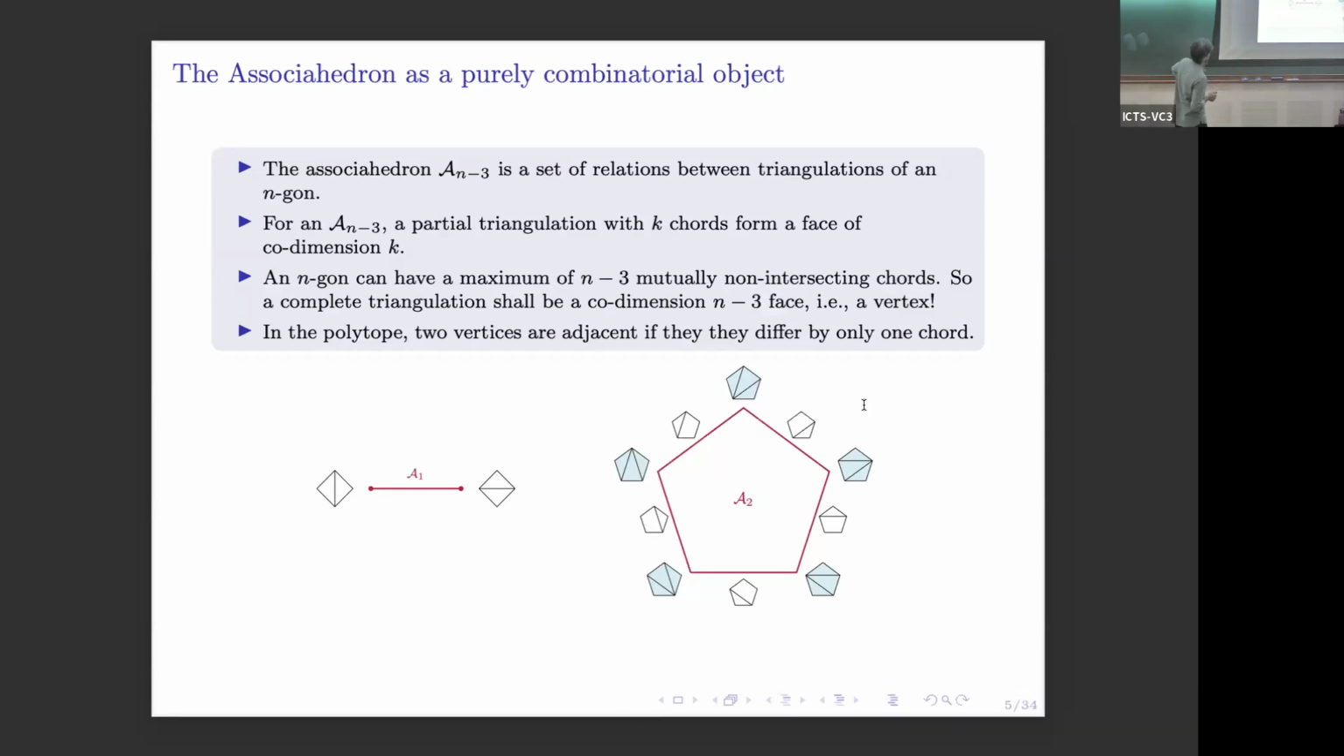And you can see that here. So here's the simplest example, A1, that is for n equal to 4. If you take a quadrilateral, there are only two ways you can completely triangulate it using only a single chord. And these two will be the vertices of this. And in the polytope, two vertices are adjacent if they differ only by one chord. So what does that mean? If you start with this one here, keep one chord fixed and change the other one, then you get this triangulation, okay? So these two lie on two adjacent vertices of the associahedron, yeah.